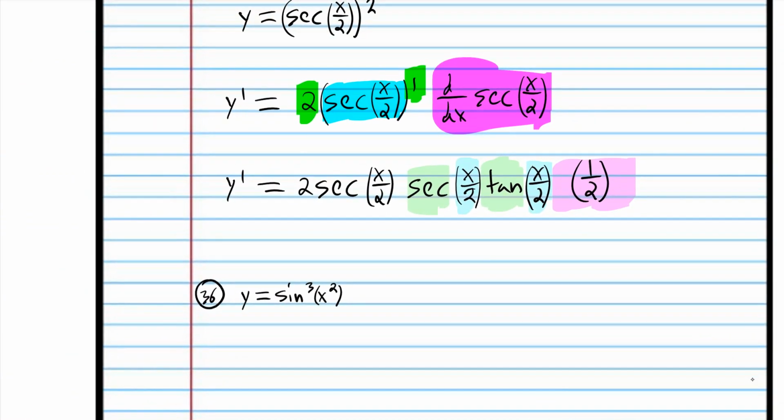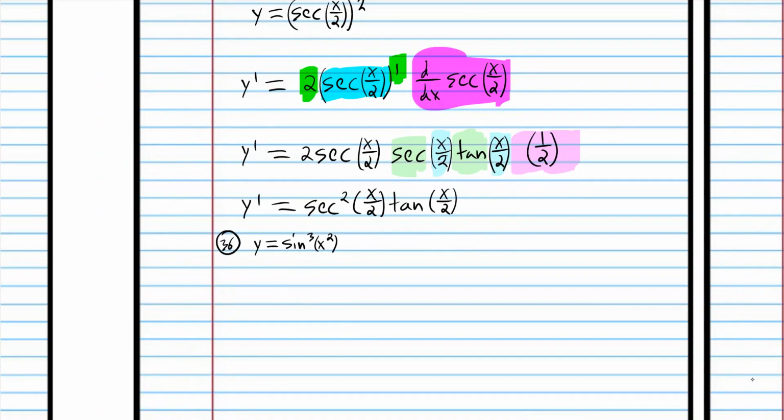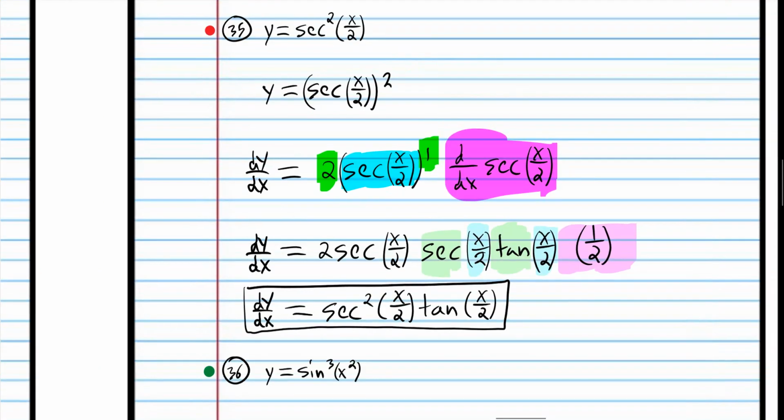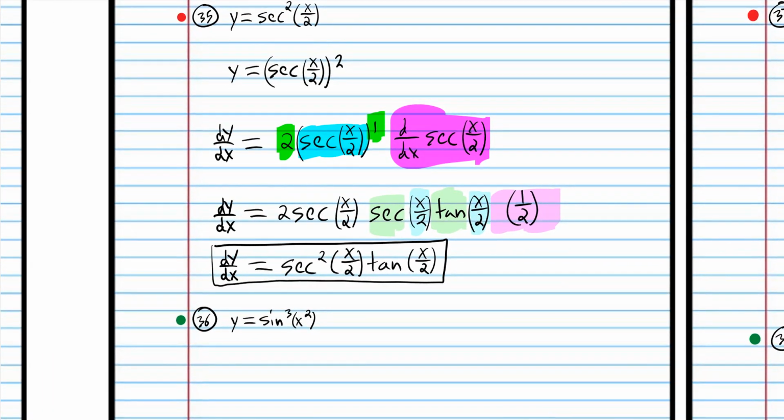Okay, and it looks like we can combine those secants. Also 1/2 times 2 is 1. So we have secant squared of x over 2 times tangent x over 2, and that's it. I forgot to change to dy over dx. It doesn't really matter that much, but we're just showing you the different types of notation you can see. So go ahead and try number 36. When you come back, we'll do it together.